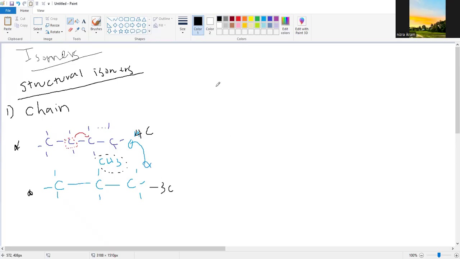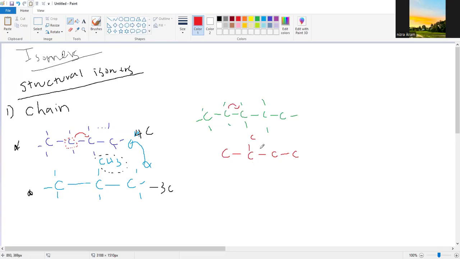Now let's take a five carbon chain. Okay. Five carbon chain. So all of them will have hydrogens like this. Now we can branch one carbon. I'll put this here. Then it becomes like this. This is an isomer.